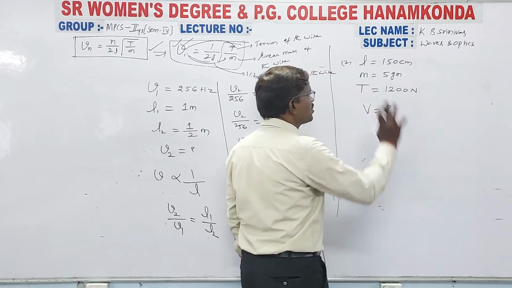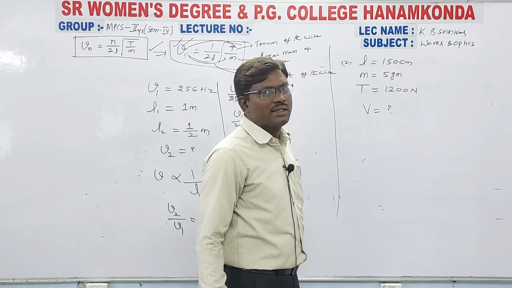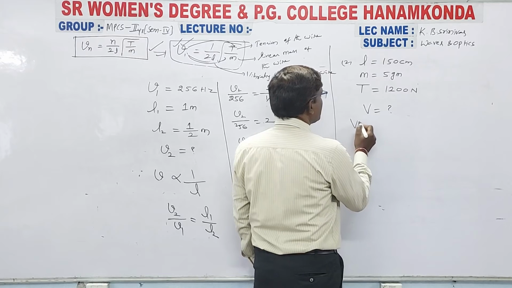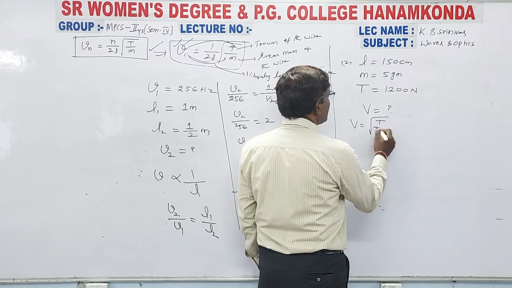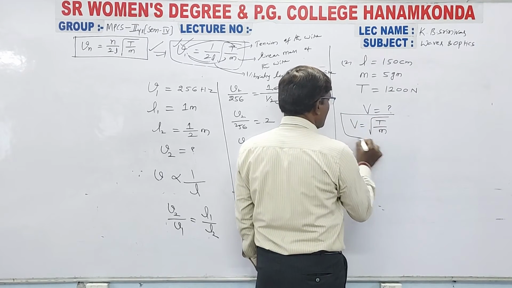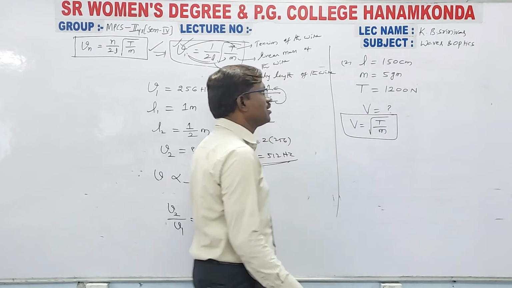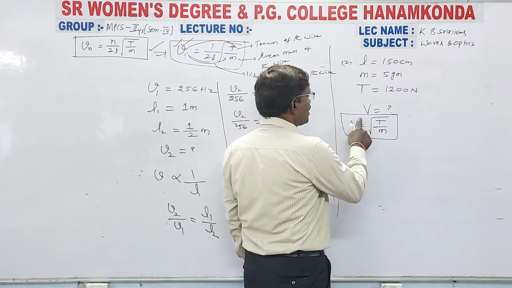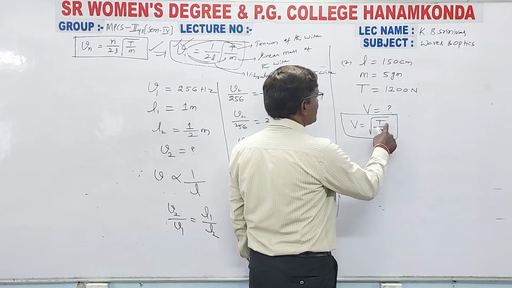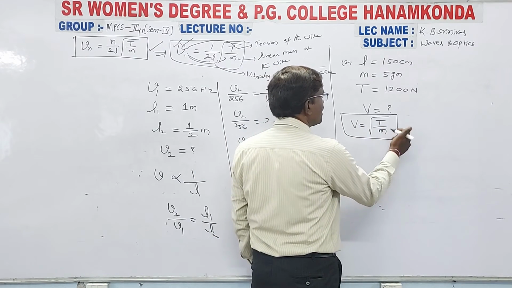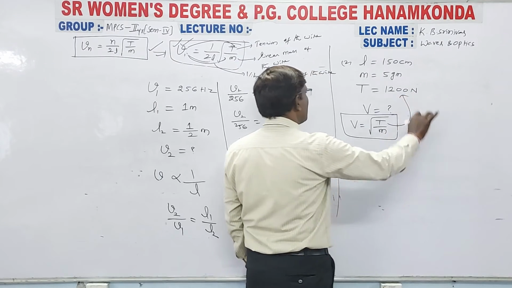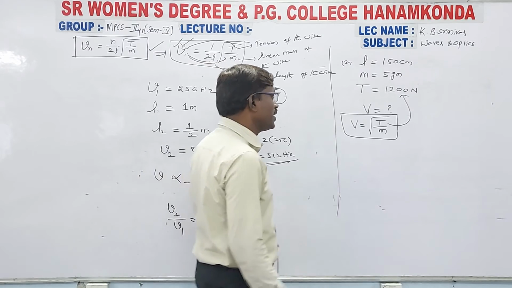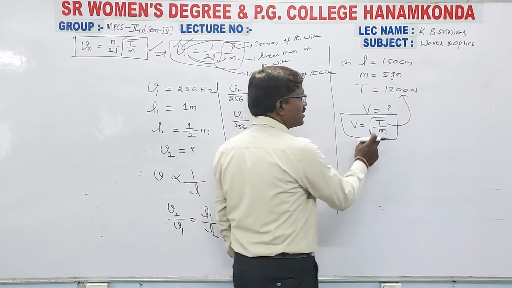Clear? This is the problem, right? To do this problem, what do we have to find out? V is equal to under root of T by small m. This is the required formula for the given problem. They are asking the velocity of the transverse wave. For that, we need to find out tension and linear mass density. The tension of the wire is already given as 1200 Newton. So, next we have to find out linear mass density.